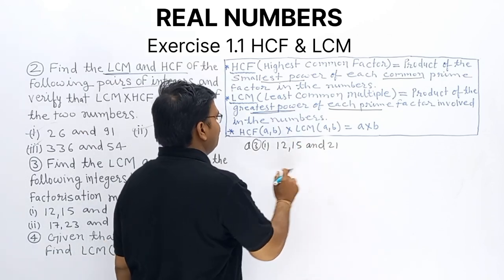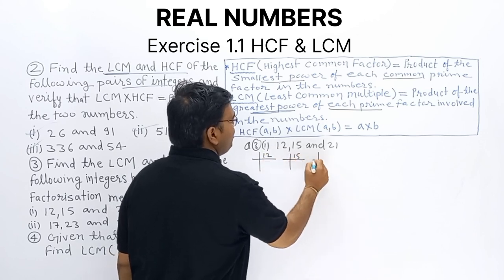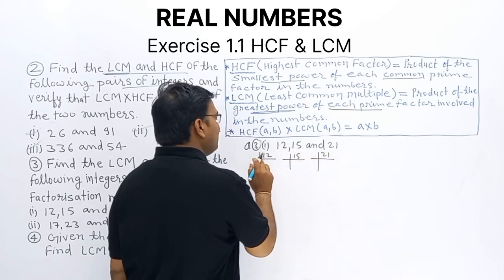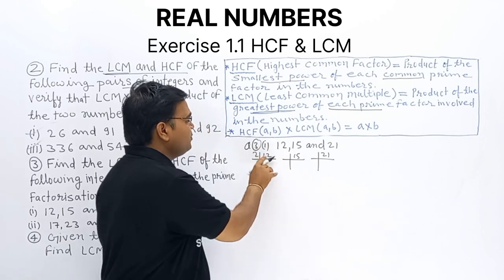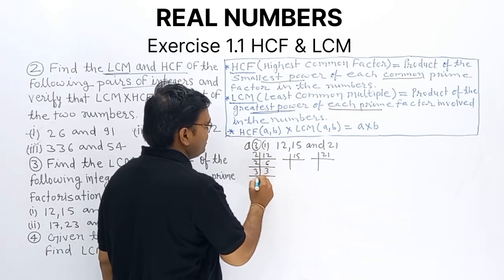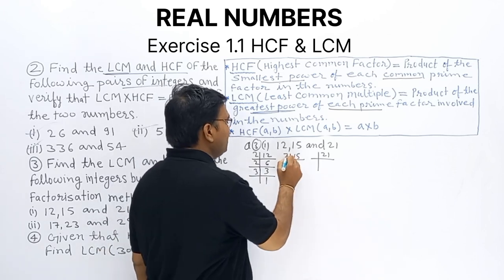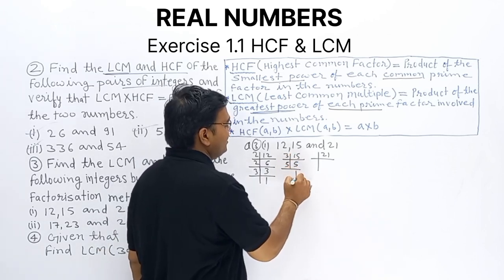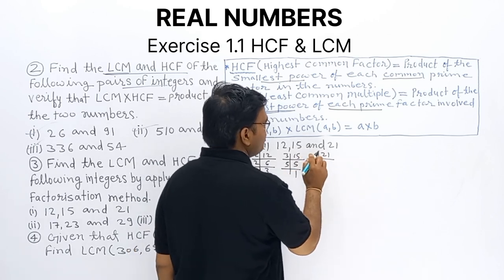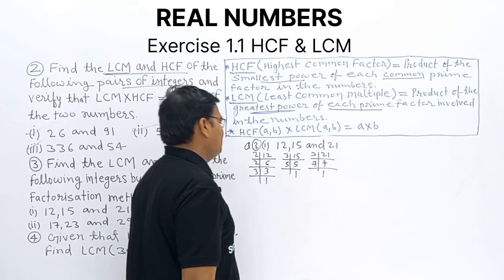By using long division, I am using 12, then 15 and then 21. 12 is divisible by 2: 12 is 6 times 2, then 3 times. Now 3 is not divisible by 2, so use 3 one time. For 15, use 3 how many times, 5 times, and 5 one time. For 21, we cannot use 2, we will use 3 how many times, 7 times, and 7 is prime.